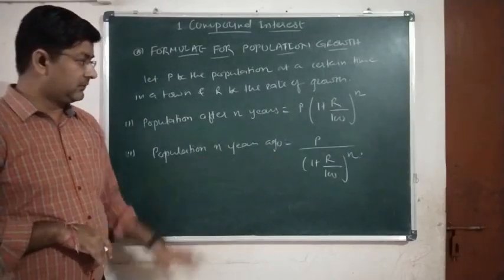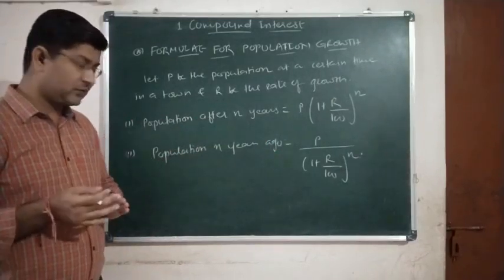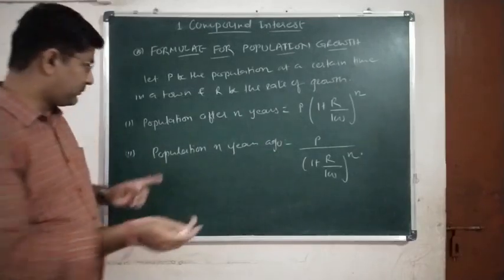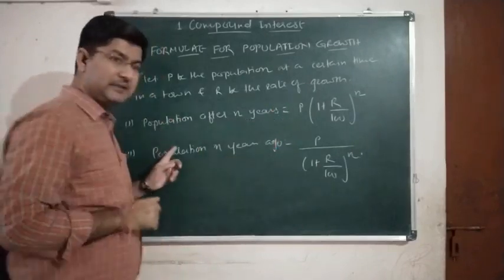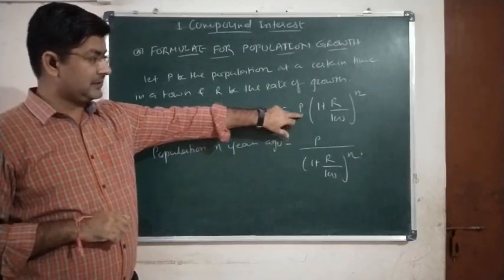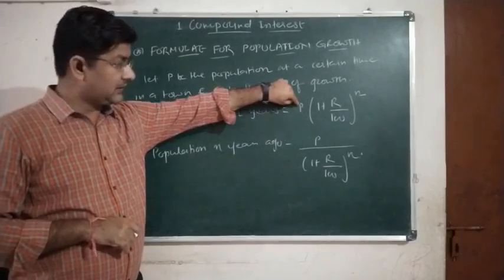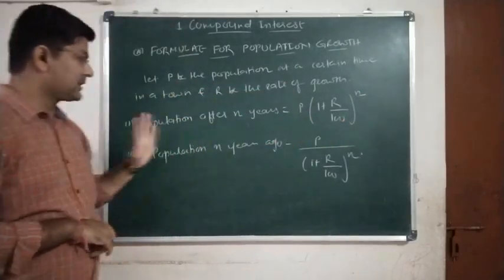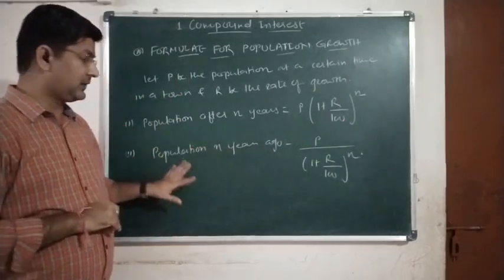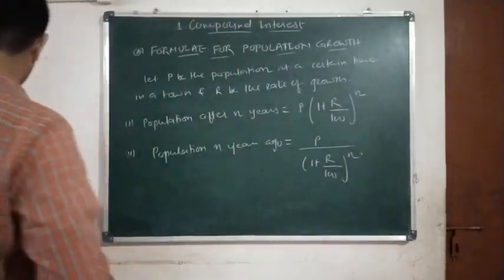Even you can put the values in the above formula also, but remember that if you have to find the population n years ago, then the present population value will come on the left hand side, and the population n years ago, the value to be found, will be P, which you will keep over here, and the other value will be transferred to the left side. So you will get the same formula, or you can directly apply this formula to get the population n years ago.